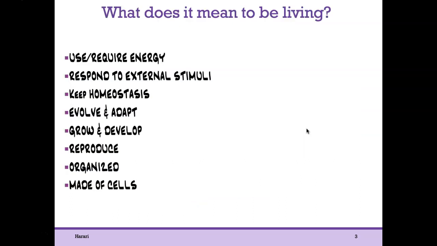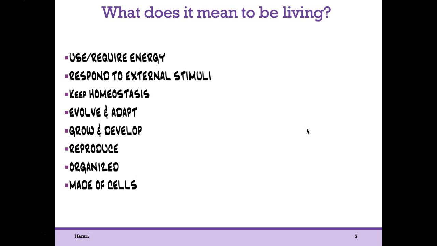So here is a list of things that students in the past have come up with, and these are all very much true. All living things require energy. They all respond to stimuli. They all maintain homeostasis. They evolve and adapt. They grow and develop. Many of them, or most, reproduce. They are all organized, and of course, all living things are made of cells. So this entire lecture will be diving a little deeper into each of these characteristics that are shared by all living things. That's what Chapter 1 is about.